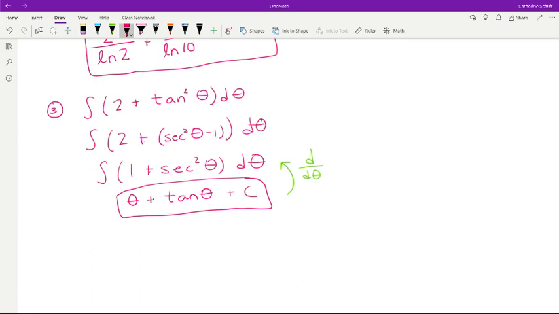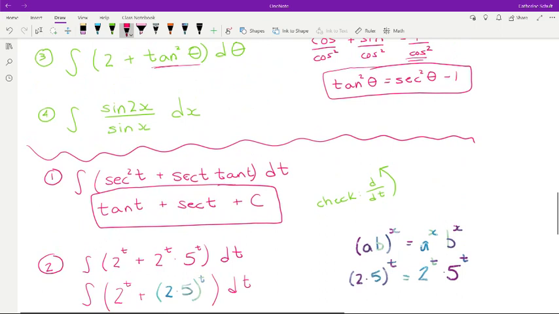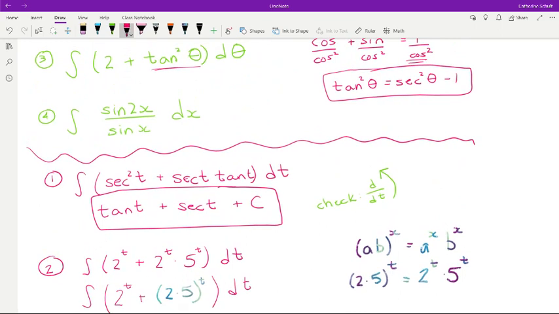Finally, number 4, notice the arguments are different in number 4. We have a 2x on top and an x on the bottom. Remember, we're not allowed to just cancel the x. We can't cancel things in the argument. Remember, you can think of this as like parentheses. It's behaving as a function. So nothing to cancel. So with trig functions, we have to use identities to change the argument.